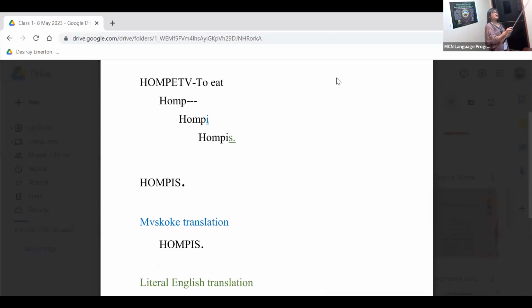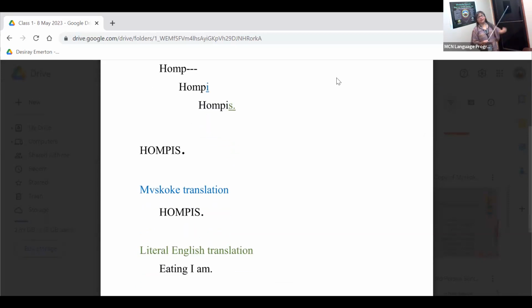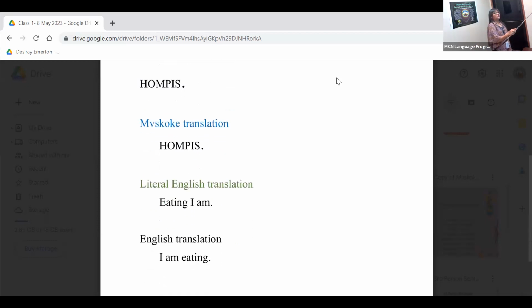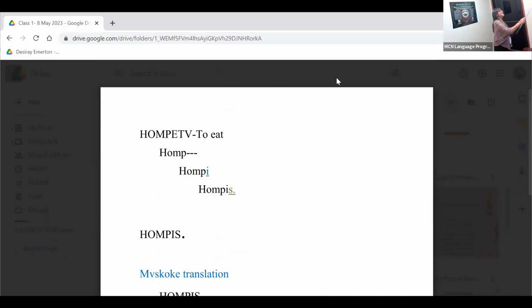So you've got hombada, to eat. You've got your verb stem, homp. You add your i for the person marker I, and you add your declarative ending s. So you've got hombis. Like I said, this is the same thing in a different format. Hombis, Mvskoke translation. And the literal English translation is eating I am. And then the English translation is I am eating, because they do things backwards.